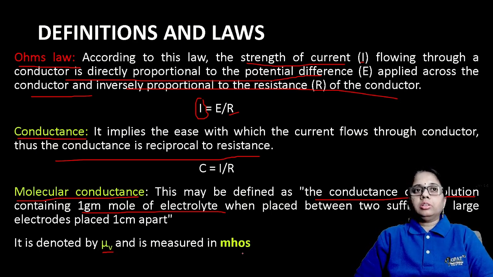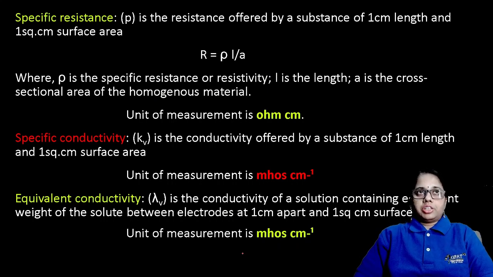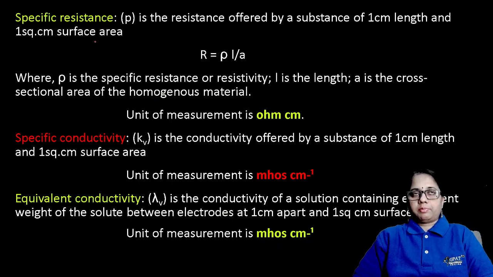The other definition is specific resistance. It is represented by rho. It is not P, it is rho. So R equals rho into l by A. It is the resistance offered by a substance of 1 centimeter length and 1 square centimeter area. So specific resistance is nothing but R equals rho l by A.